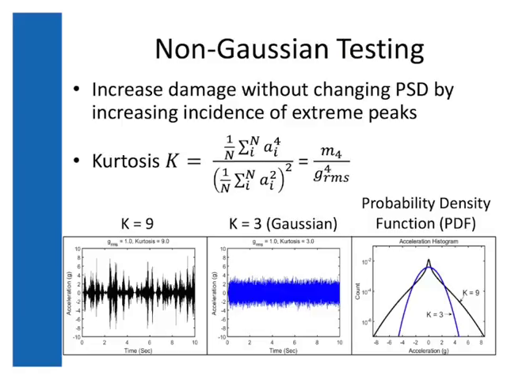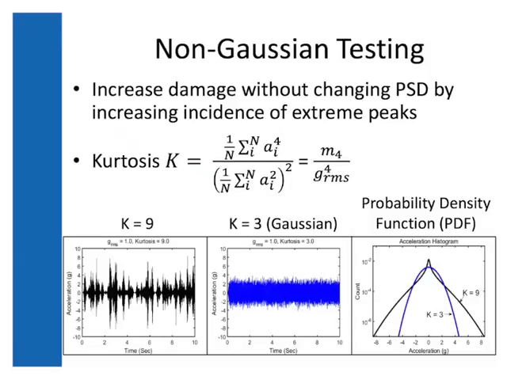And you can see in the normalized histogram, which is called a probability density function, which is the bottom right graph, that the Kurtosis 9 test contains 6, 7, even 8 G peaks that just don't appear in the Gaussian test. And so, yes, that K equals 9 test is going to do more damage for the same PSD than the Kurtosis 3 test.